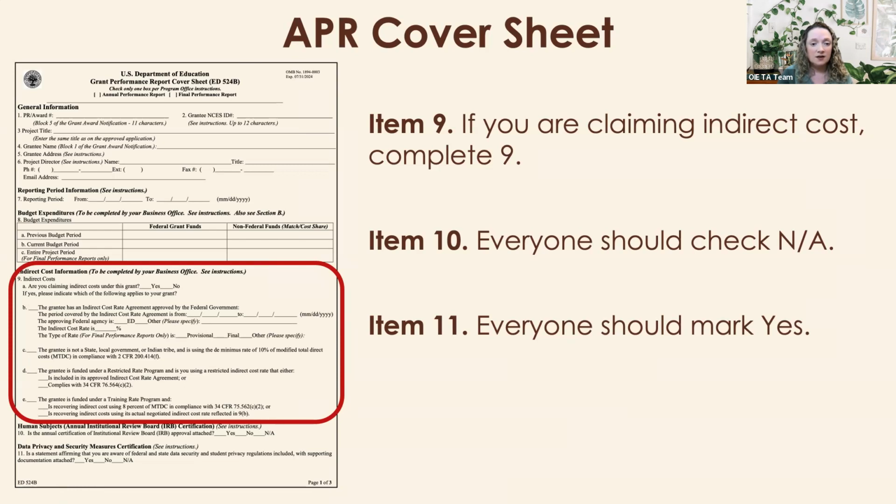All right, next up on there is item 10. Everybody should mark not applicable. Sometimes people want to select no. No is really indicating, oh, we should, but we're not. And you want not applicable because it is not applicable to your grant. For 11, you do need to mark yes, that you are aware of federal and state data security and student privacy regulations. And then either include a link to the policy that you have for your organization or attach your policy.